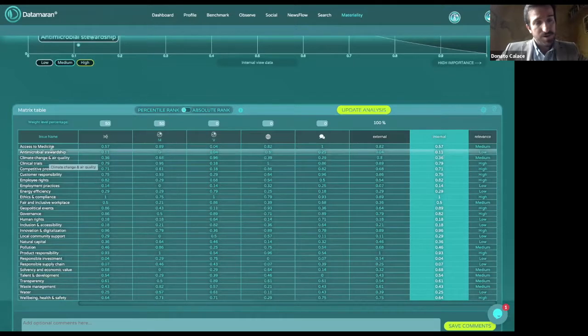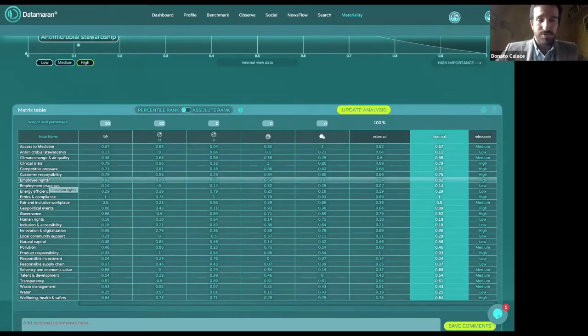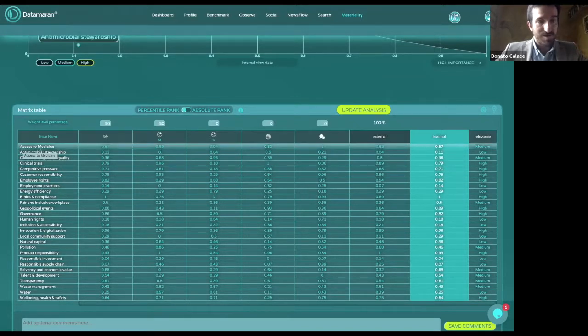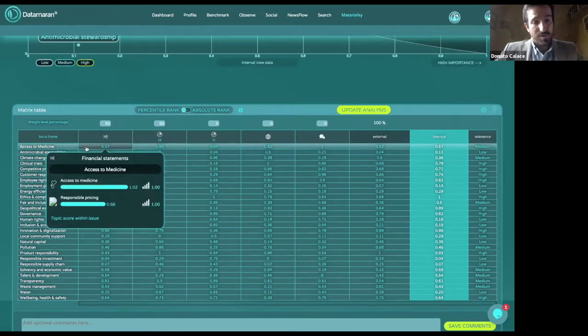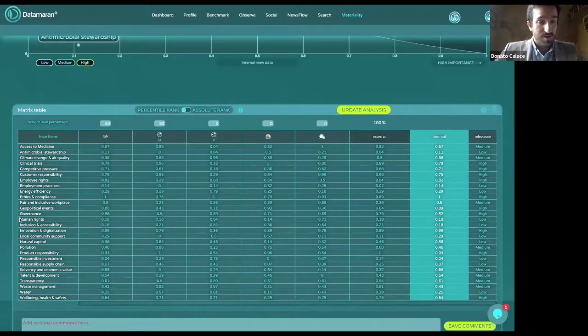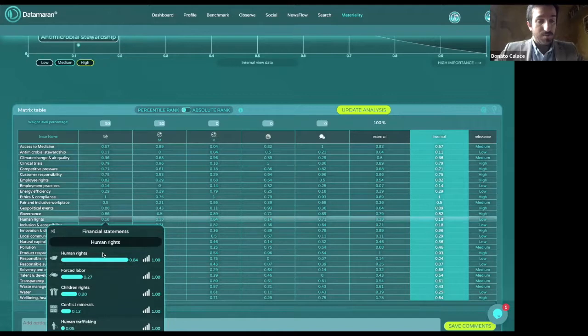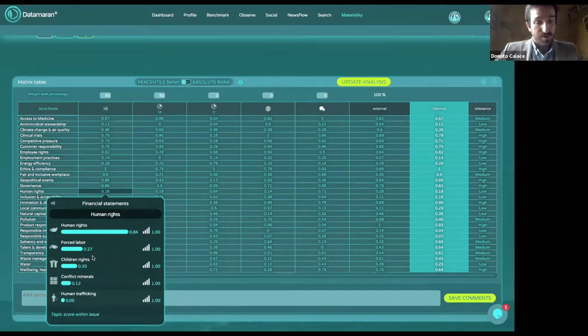So what you can see here is a collection of around 28 different issues, including some sector-specific issues like access to medicine, antimicrobial stewardship. Those issues are actually structured in subtopics. So, for example, access to medicine includes the topic access to medicine and responsible pricing as well. If we look at human rights, then a number of subtopics are also included here: human rights, forced labor, and so on. The way the topics can be clustered into higher level themes is completely customizable. So what I'm looking at is just a default representation of it.